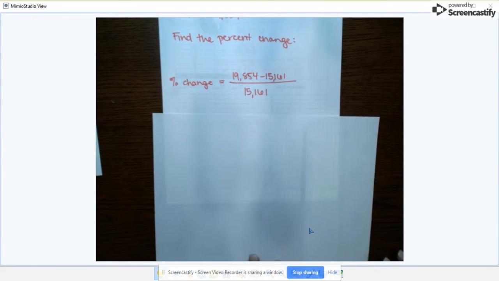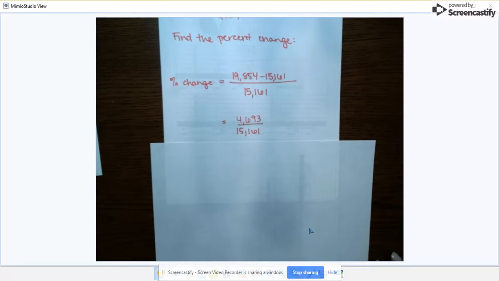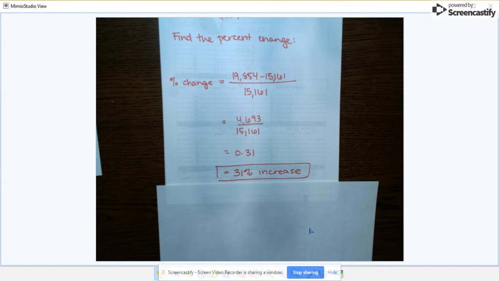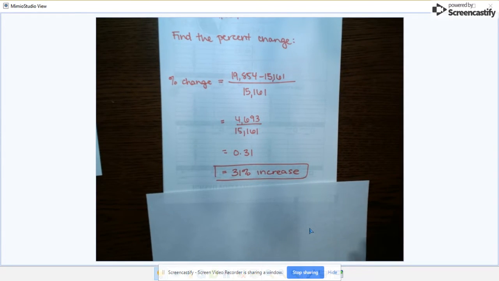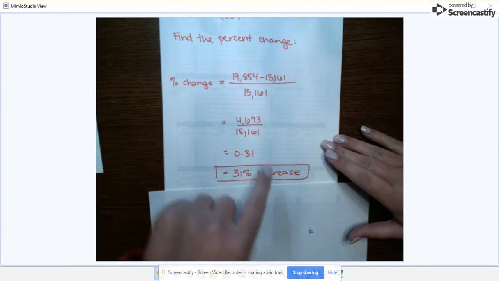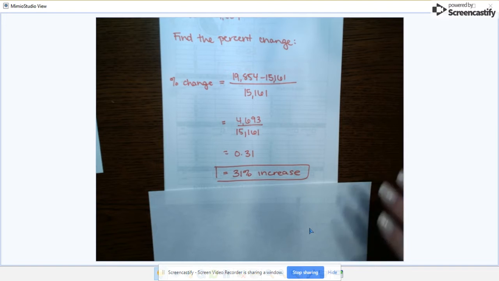If you subtract on the numerator, we get this fraction. And then when we divide, we get 0.31, but we said we have to give our answer as a percent. So 0.31 is 31%. And then it's really important to decide whether this is an increase or a decrease. So since our airports went up, we know it's an increase.